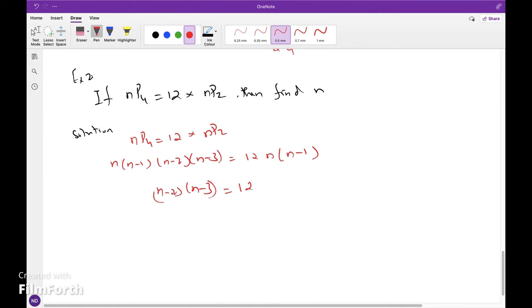As there are two factors on the LHS with the difference 1, we find two factors of 12 with the difference 1. So n minus 2 into n minus 3 equals, we can write, 4 into 3. So n minus 2 is equal to 4. So n is equal to 6.